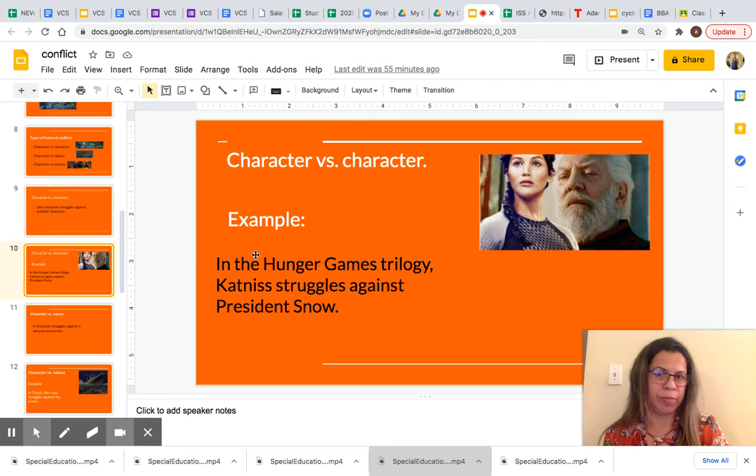An example, in the Hunger Games trilogy, Katniss struggles against President Snow. And I have here a visual for you to take a look. So if you have watched the movie, you can remember them. And this is an example of character versus character.